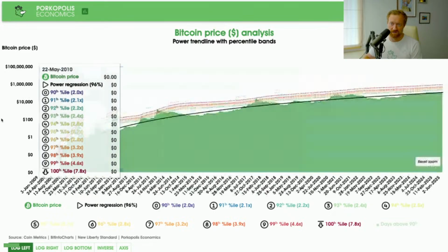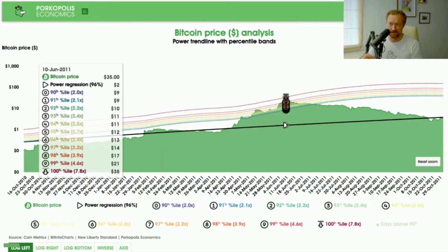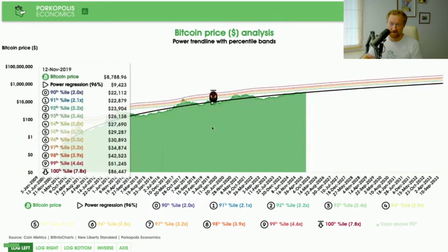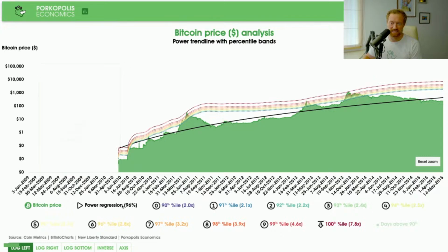All right. And the 100th, just to be clear, is a very rough one to hit. We did hit it actually twice here, once in 2011, once in 2013. I'm not sure which one is actually painted because it's only going to paint one, unless they were literally exactly the same number, but it wouldn't be. But roughly, you see the 100th percentile here, 7.8x. So 7.8x the trend at the time, which is not this.